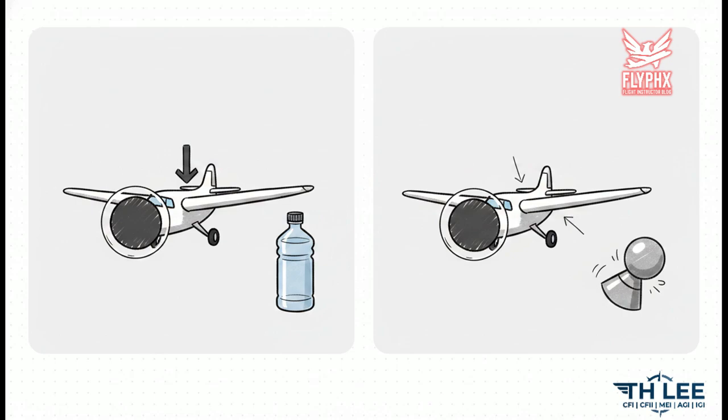Now, an aft CG is the exact opposite. It requires less tail-down force. You'll actually fly faster and stall at a lower speed. Sounds great, right? Wrong. It makes the airplane inherently unstable.